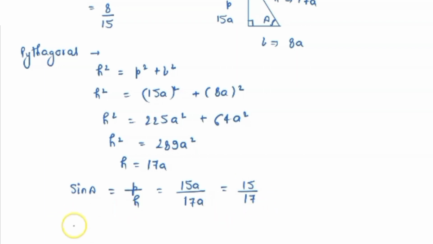Similarly, sec A is the ratio of hypotenuse to the base. Hypotenuse is 17 times a, and my base is 8 times a. So the value of sec A is going to be 17 by 8, and this is our final solution. Thank you for watching the video.